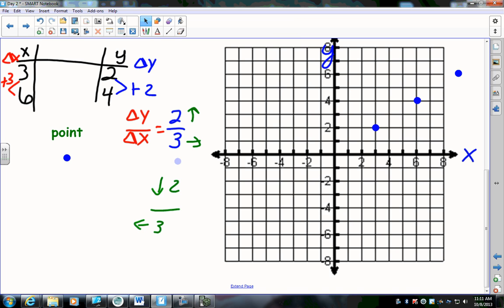So let's take our point. Let's start here. Ready? And go down 2 to the left 3. Let's do it again. Down 2 to the left 3. Down 2 to the left 3. Now I've got my line.